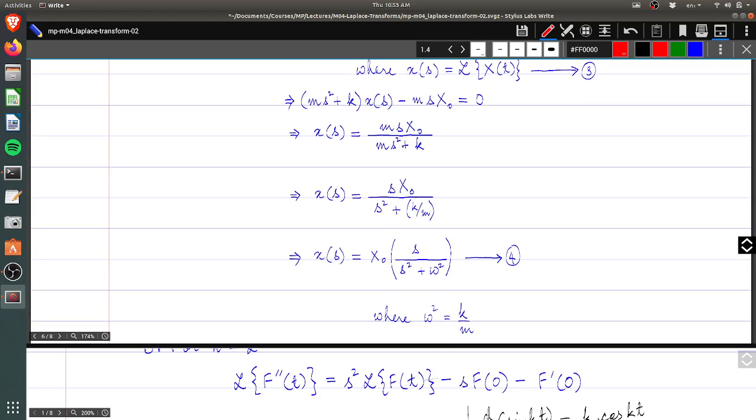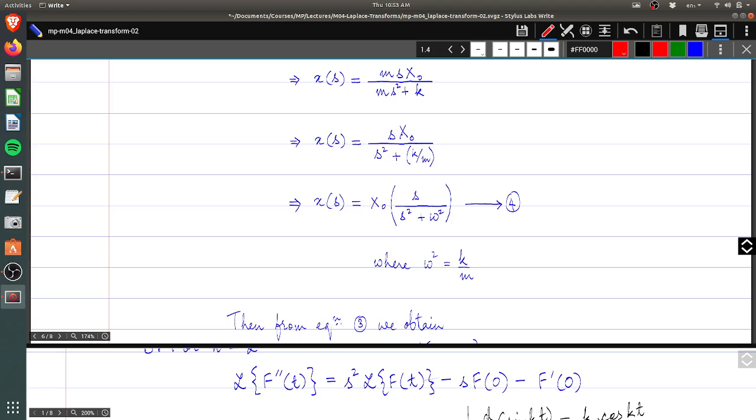Now I can take m common from the denominator, and this m and this m will get cancelled. So we have s square plus k by m. I take this x naught out just so that it looks a little better. So x naught, and then we have s divided by s square plus k by m. Now just replace this k by m with omega square, which you already know is the angular frequency. So s divided by s square plus omega square.